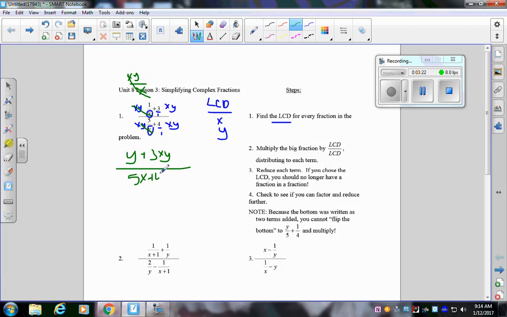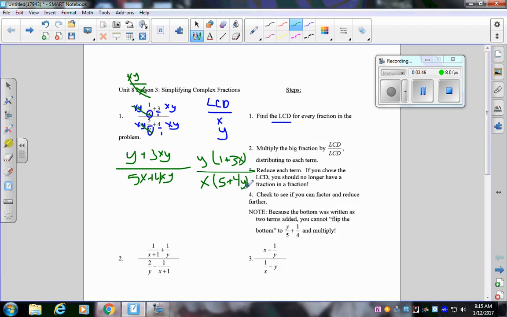So now, guys, we have something that we did in lesson number 1. It's just a fraction. We're going to factor and cancel if we can. So in the top, I can pull out a y, which leaves me with 1 plus 3x. In my denominator, I can pull out an x, which leaves me with 5 plus 4y. Can I cancel anything? Nope, so I am done.